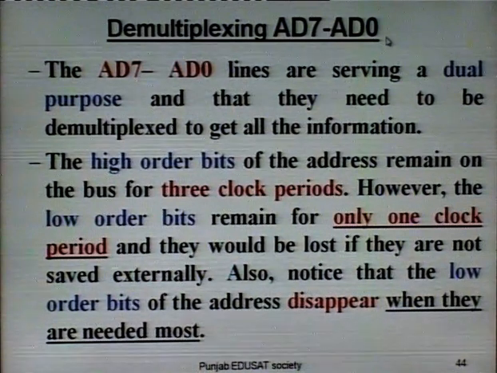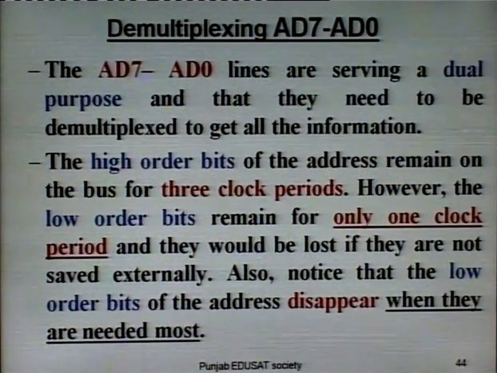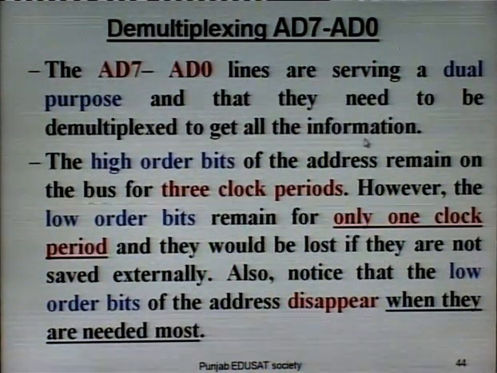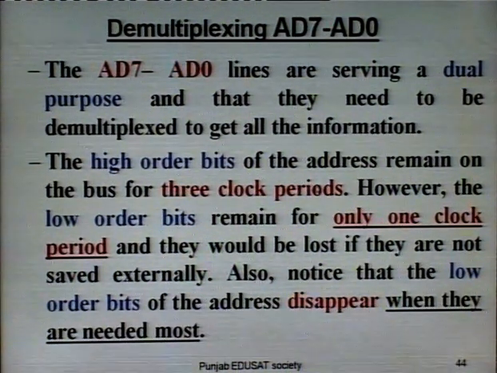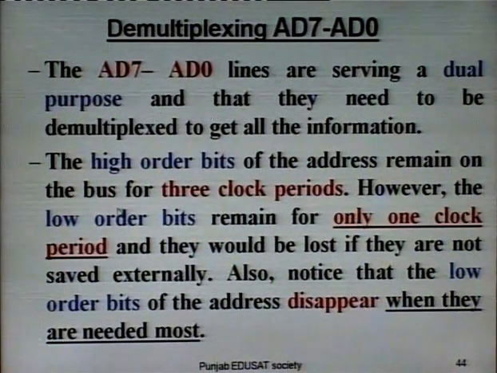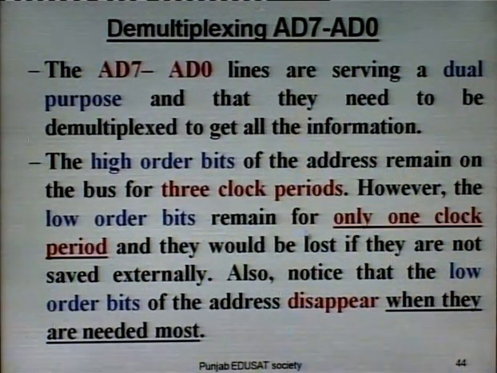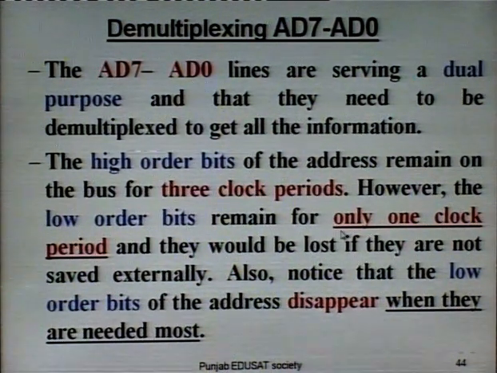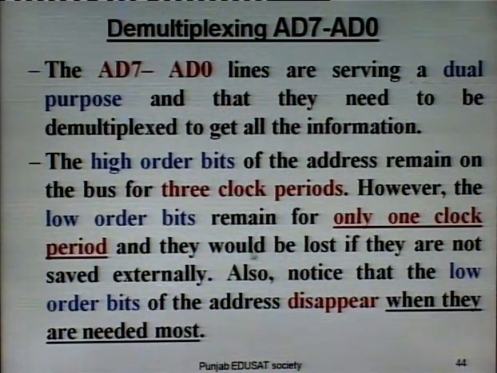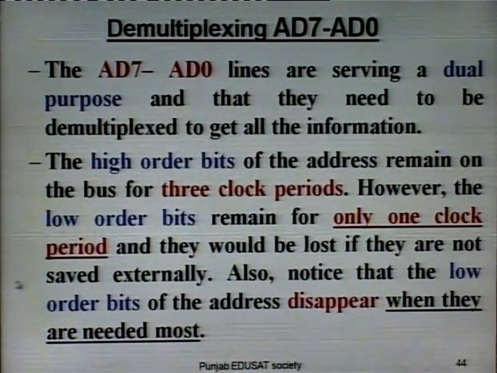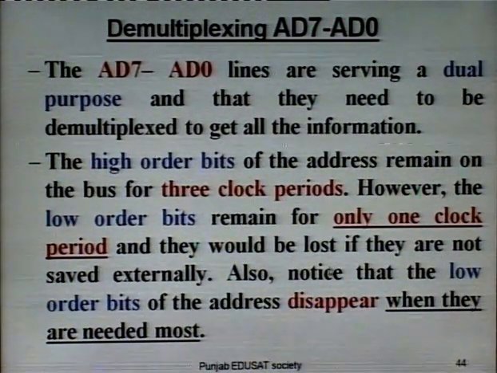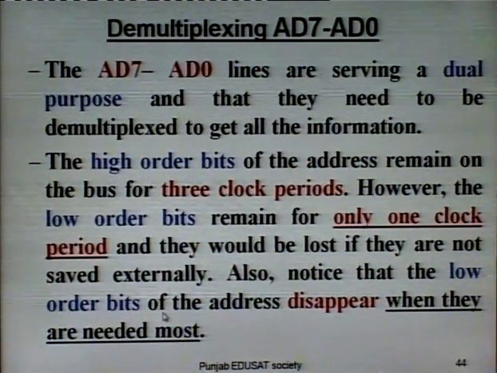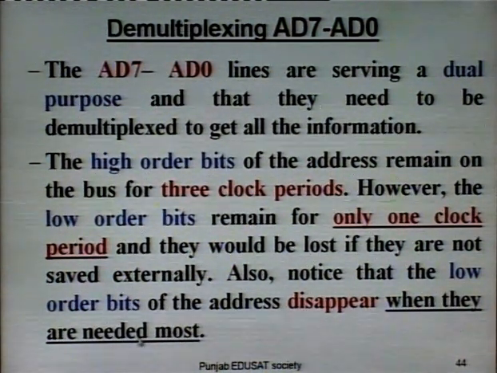Demultiplexing low order address bus and data bus. The AD0 to AD7 lines serve a dual purpose, and they need to be demultiplexed to get all the information. The high order bits of the address remain on the bus for 3 clock periods. However, the low order bits remain for only 1 clock period, and they would be lost if they are not saved externally. Also notice that the low order bits of the address disappear when they are needed most.